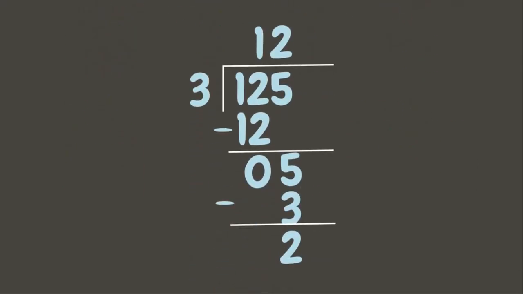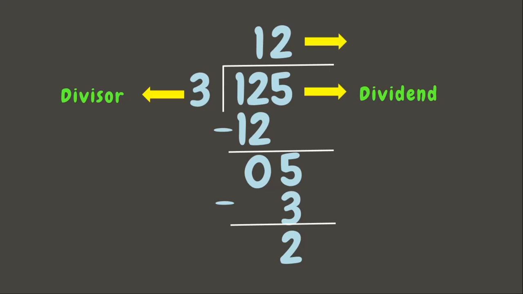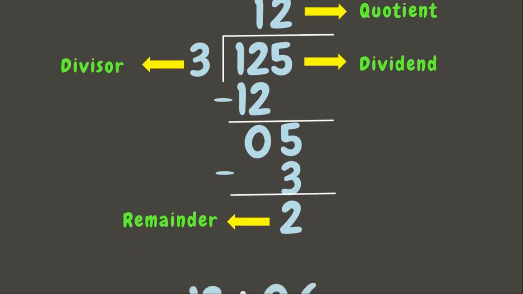Same thing in our long division method. The number we find inside is the number being divided, which is the dividend. The number that we put outside is the number that divides the dividend, which is the divisor. And our answer is on top, which is the quotient. And the number below is the remainder. Now that you know the parts of division, let's get ready to our lesson.